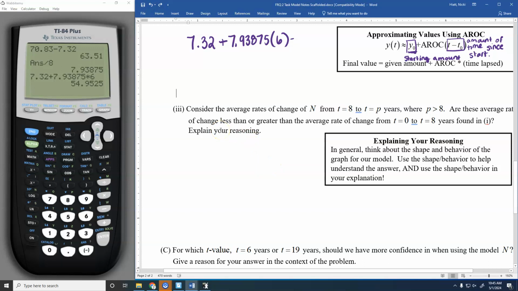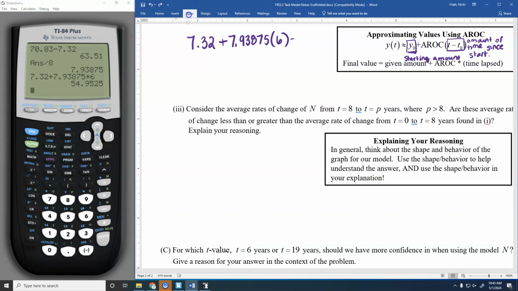So, for this third part, it says, consider the average rates of change of n from t equals 8 to t equals p years, where p is greater than 8. Are these average rates of change less than or greater than the average rate of change from t equals 0 to t equals 8 found in part 1? Explain your reasoning. Okay, so if you get this question, it's asking you about what's going to happen past 8.